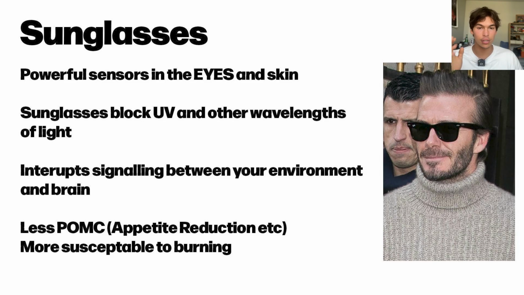The next thing that turns full spectrum sunlight into artificial light is sunglasses. Remember, our most powerful sensors are in our eyes, and sunglasses block UV and other wavelengths of light. So when we're blocking these wavelengths of light, we're interrupting the signal from our environment to our brain, and we're creating less of those POMC cleavage products like alpha MSH, which creates melanin. It reduces your appetite. And when we're wearing sunglasses, since we're not making as much melanin because we blocked that signal off, we are way more susceptible to burning.